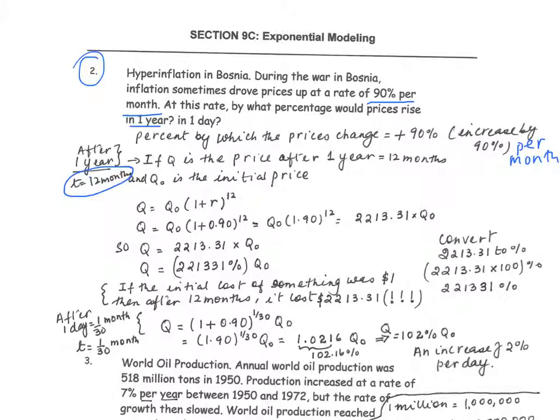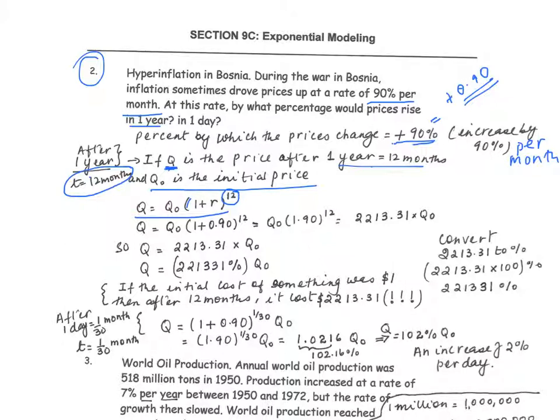So the percent by which the prices changed is positive 90%. So that would be an increase of 90%. That's positive 0.90. So if Q is the price after 1 year, which is equal to 12 months, Q is the letter that we use to denote price after 1 year. Q naught is always the initial price. So Q equals Q naught times 1 plus R to the 12 months, which is T, the variable.